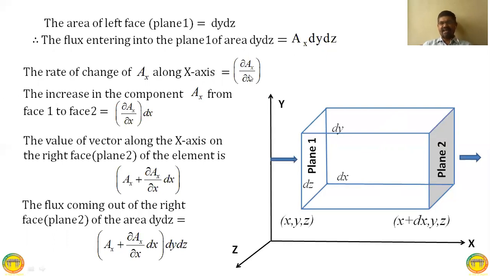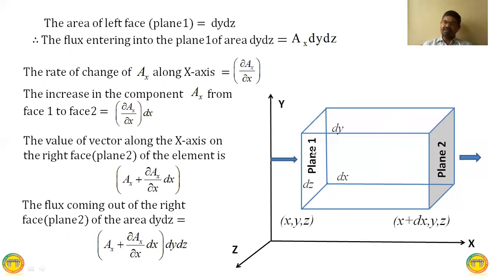Therefore, the rate is written as ∂Ax/∂x. Now, here the increase in the component of Ax from plane 1 to plane 2, that is, the increment, is ∂Ax/∂x into dx. The rate of change is ∂Ax/∂x within the element of length dx. Therefore, the increment is ∂Ax/∂x into dx.